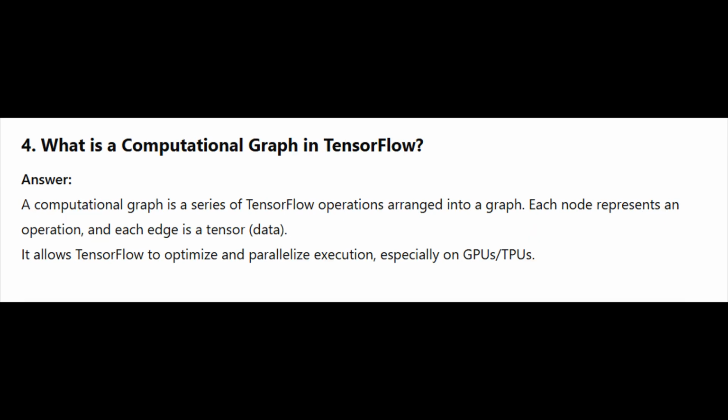4. What is a computational graph in TensorFlow? Answer. A computational graph is a series of TensorFlow operations arranged into a graph. Each node represents an operation, and each edge is a tensor, data. It allows TensorFlow to optimize and parallelize execution, especially on GPUs/TPUs.